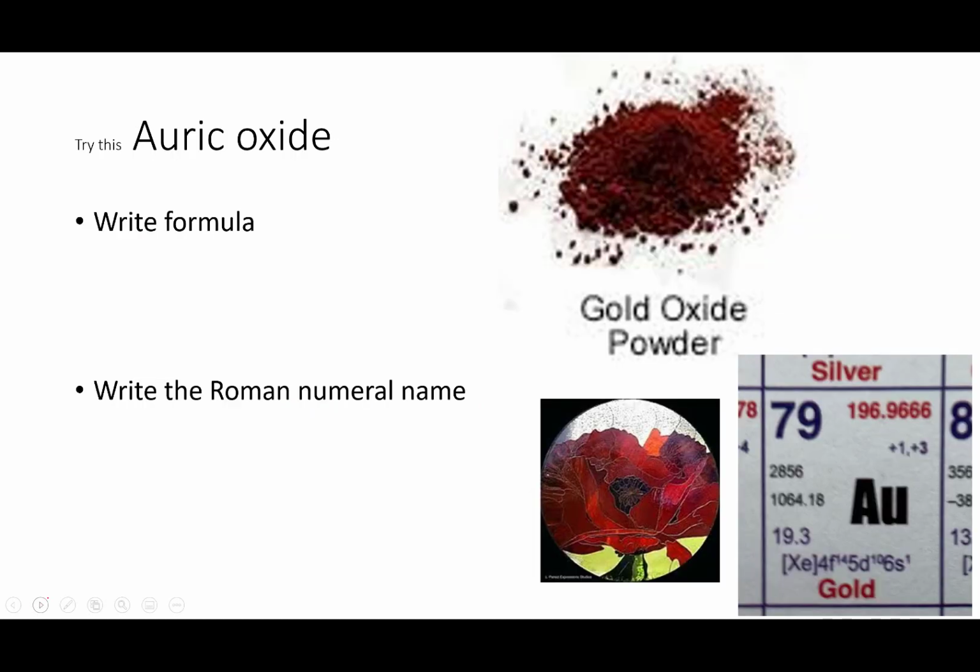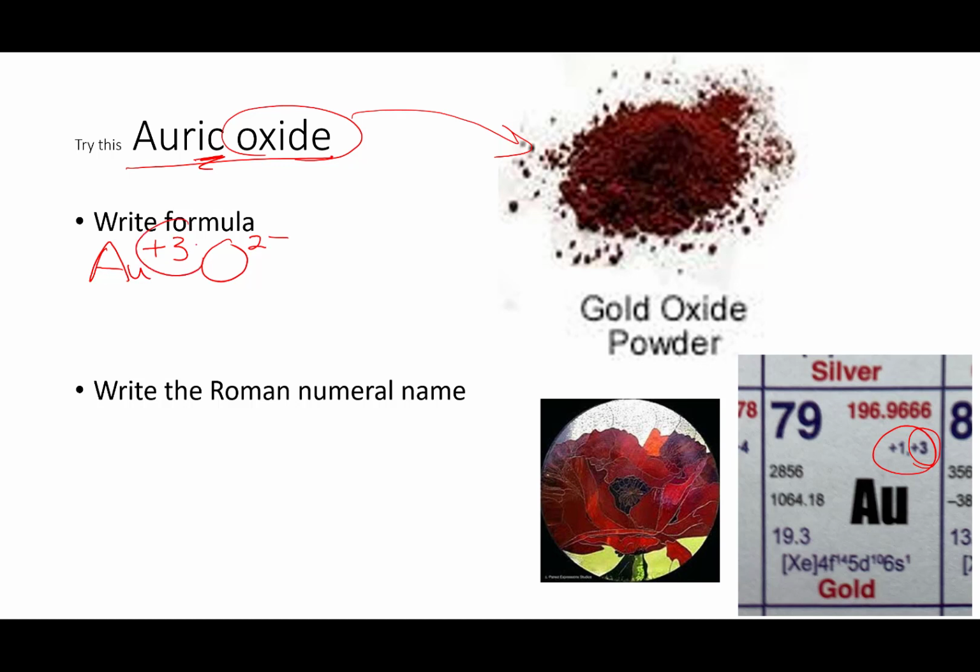Okay, smarty pants, try this one. Gold doesn't make a lot of compounds, but when it does, it tends to make sometimes really pretty red stuff. So auric oxide is a gold oxide powder. Use this information and your smarts to come up with a formula and the name. Hit pause, give it a go, then we'll go through it together. All right, auric. The ic one's the big one, so this is going to be gold in the +3. Oxide means oxygen. Oxygen is -2. Crisscross, there and there, so Au2O3.